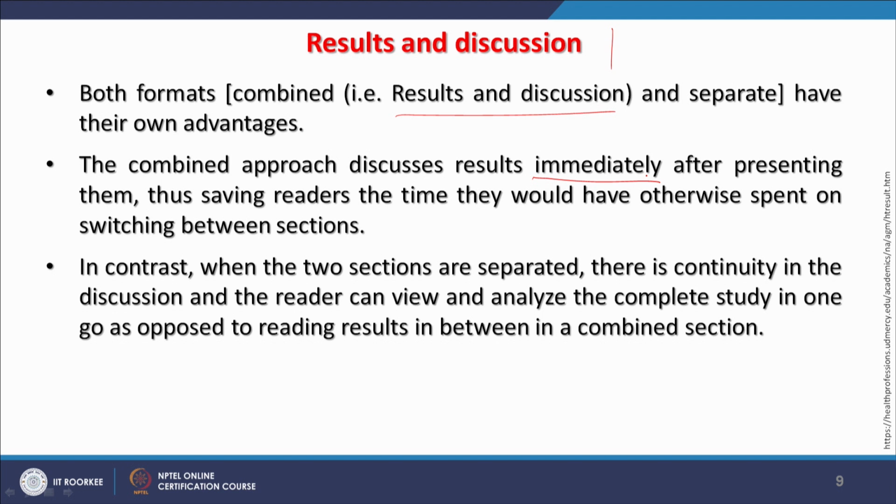So when the two sections are separated, I can give the examples, benefits or drawbacks like this.